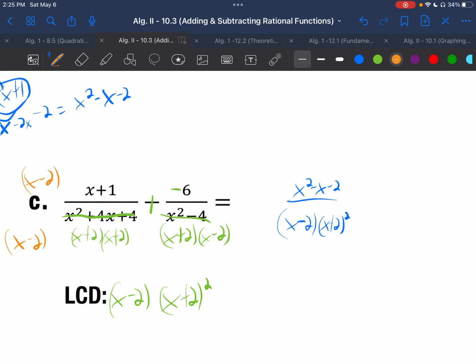Then the fraction on the right, we have the x plus 2 and the x minus 2, but it's missing the second x plus 2. So there I just distribute the negative 6 in and get negative 6x minus 12 over my common denominator.